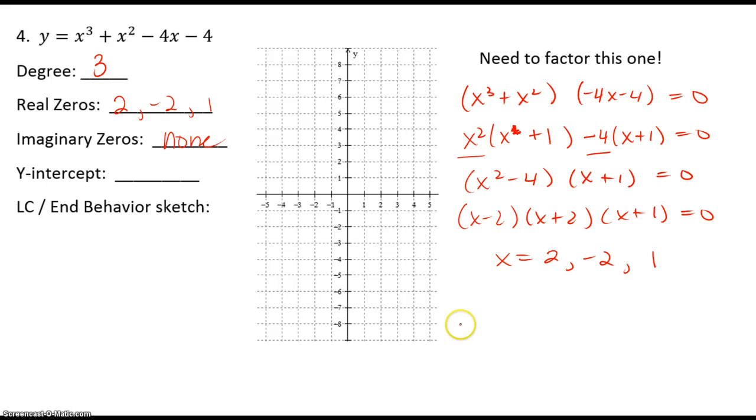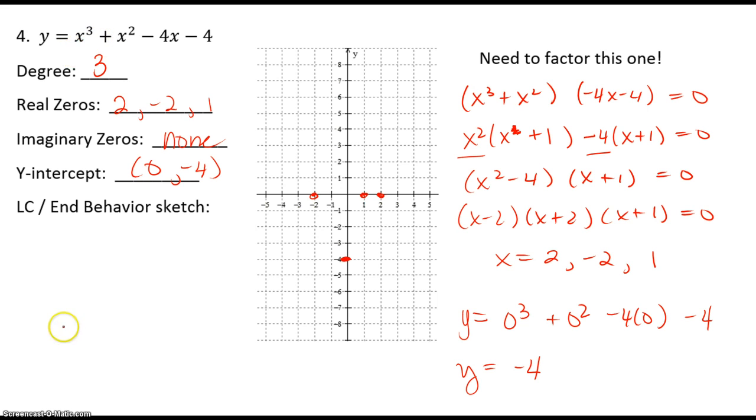I need to find the y-intercept. I plug in 0. I get 0 cubed plus 0 squared minus 4 times 0 minus 4 gives me a y-intercept at negative 4. So here's my y-intercept, my negative 2, positive 2, and 1. So last thing I want to think about is my end behavior. Okay, I've got an odd degree with a positive leading coefficient. Means it has to look something like this.